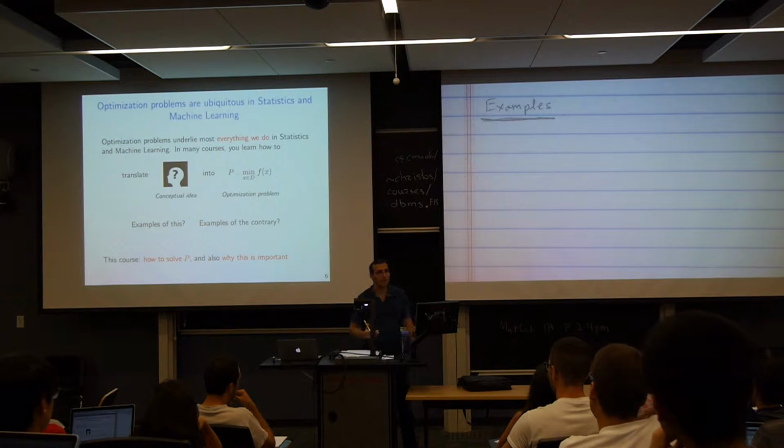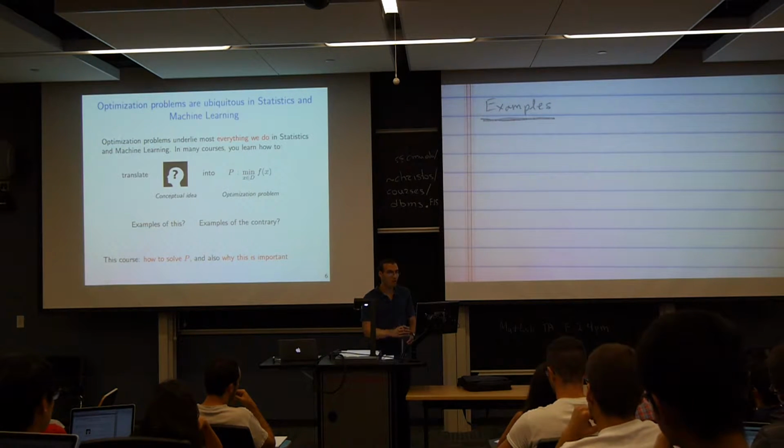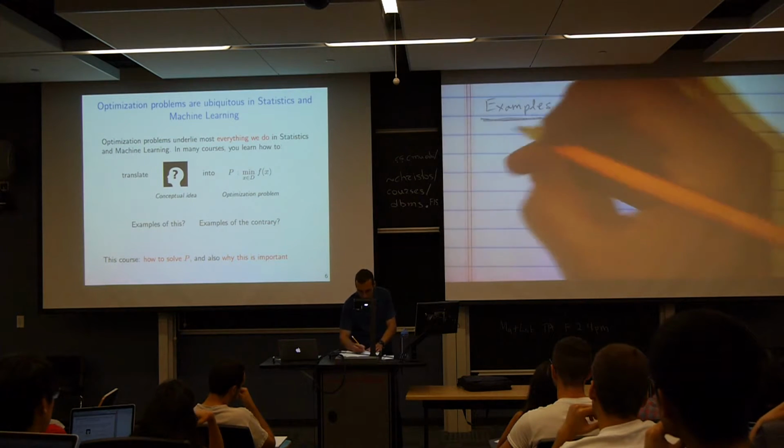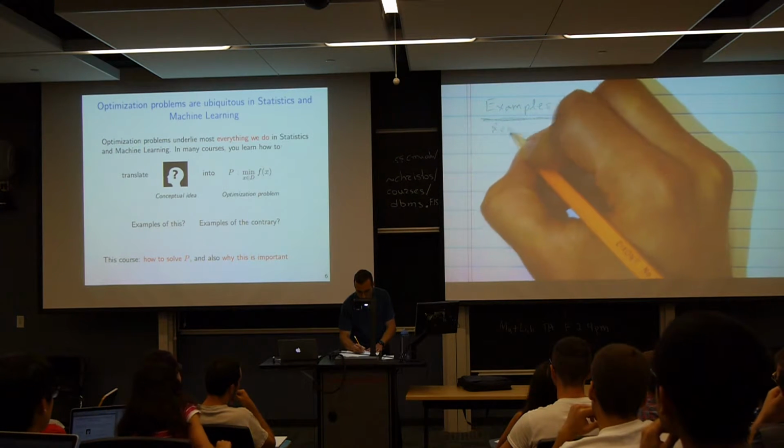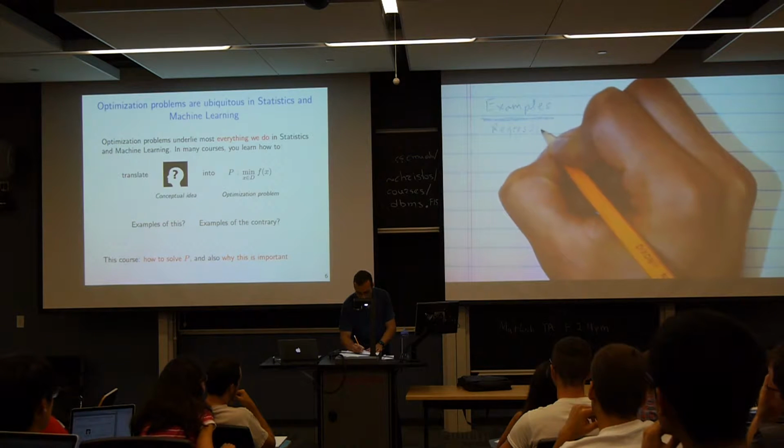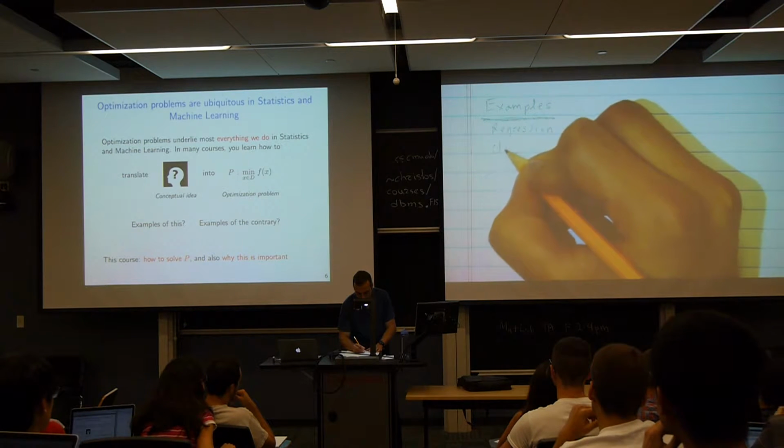Minimize the loss function. OK, that's kind of like a meta example. I'm looking for something more specific. Let me just already put down the two I mentioned. So there's regression and classification.